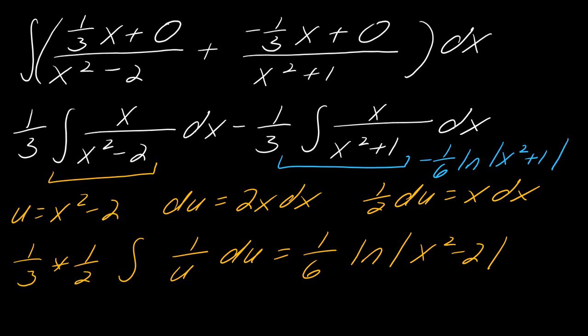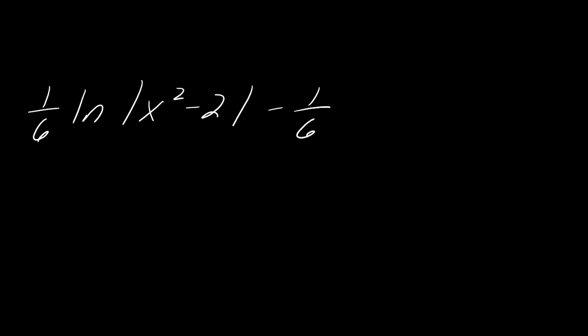So the final answer, just to make it clear what the final answer is, my final answer will be 1/6 times the natural log of x squared minus 2 minus 1/6 times the natural log of x squared plus 1, plus c.